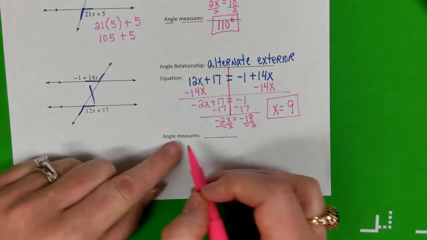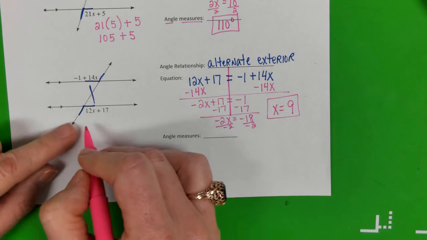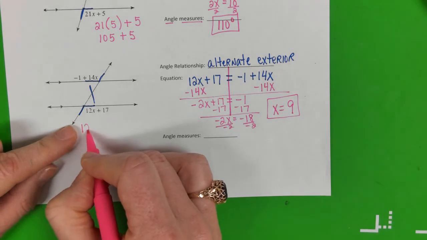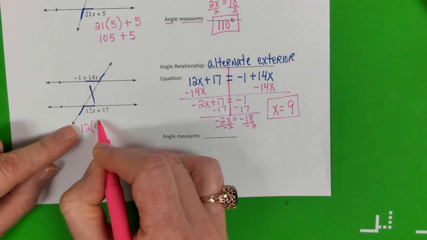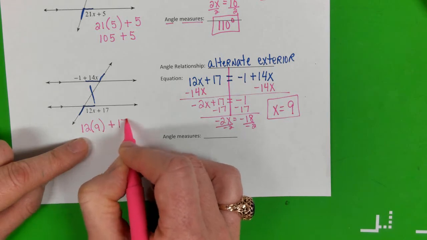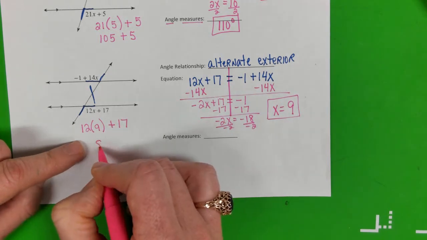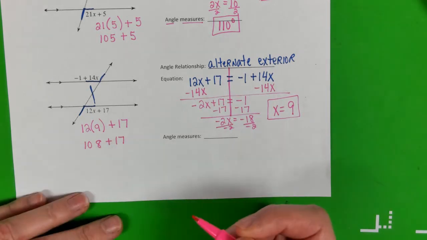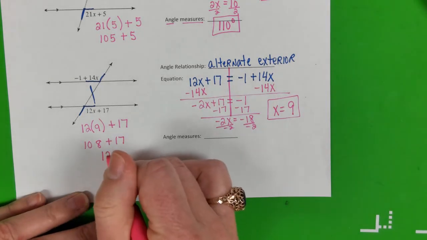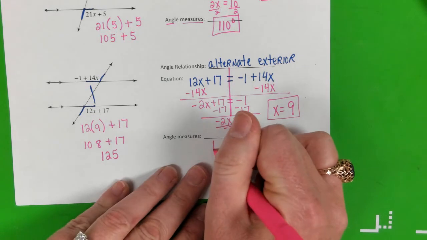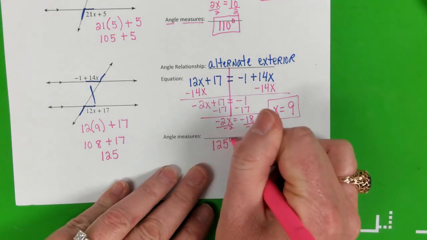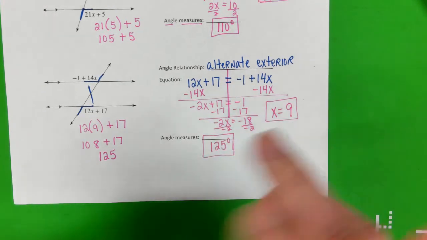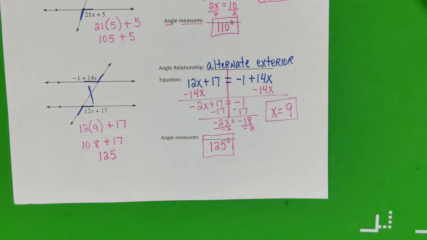Okay, let's go a little step further and let's find the angle measure. 12 times 9 plus 17. So that would be 108 plus 17, which is 125. So each angle, we already know they're congruent, each angle is 125 degrees.